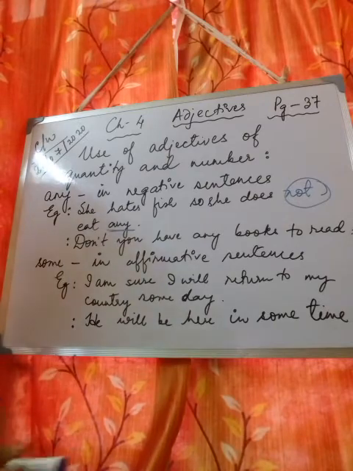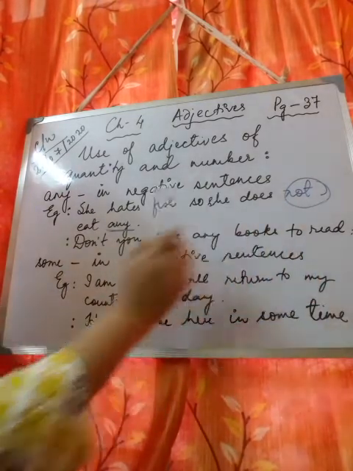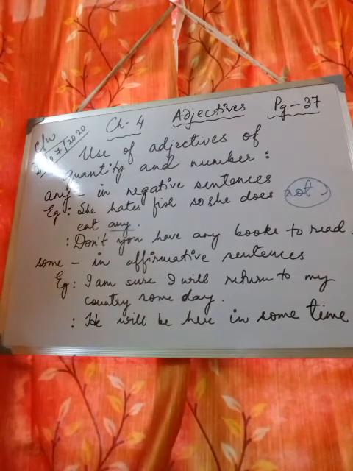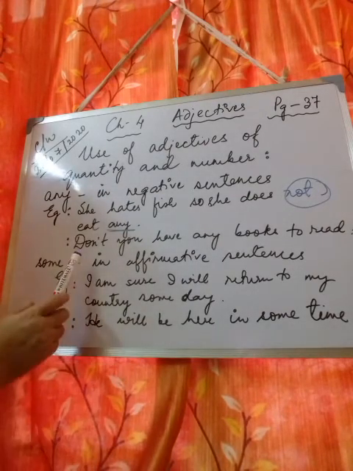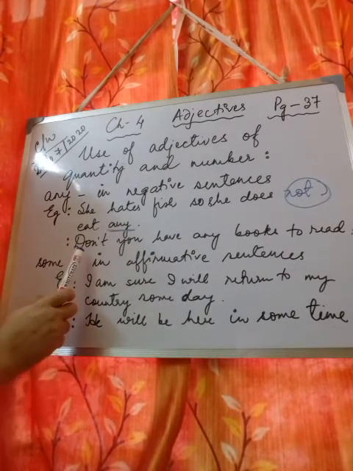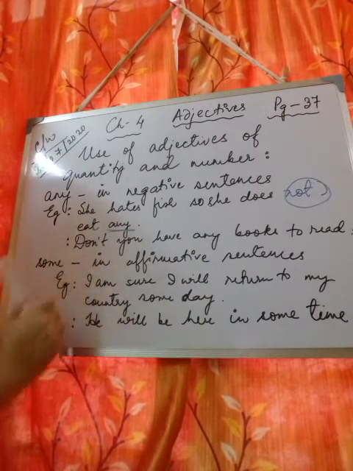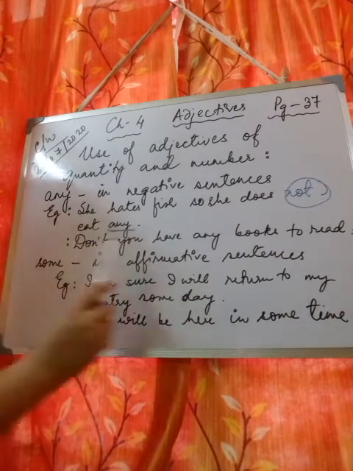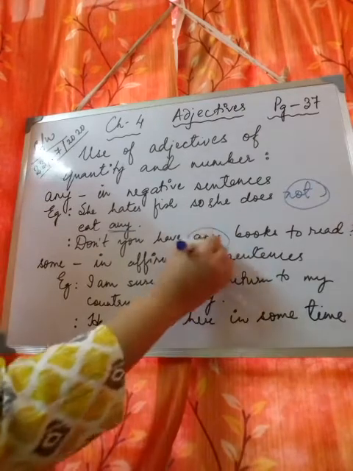In the second example, don't you have any books to read? Question mark. This is an interrogative sentence in the negative form, which is implied by the use of don't. So, don apostrophe t, don't, is the contracted form of do not. This is also a negative sentence where we have used any.